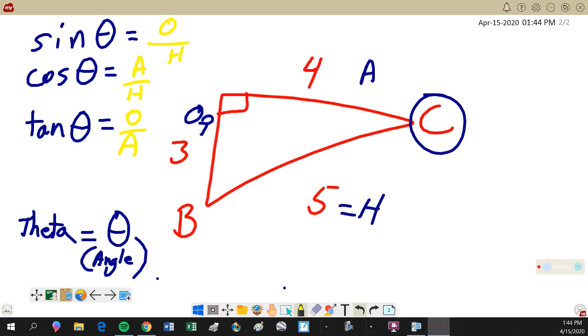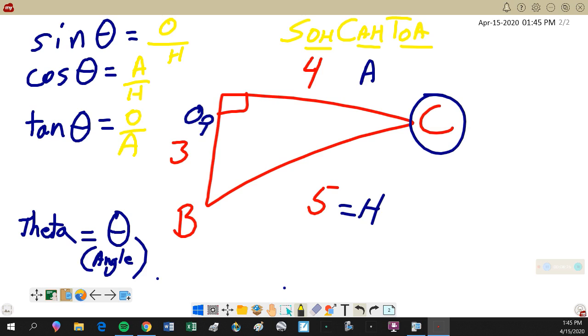Now, how do we memorize that? How do we memorize that sine is opposite over hypotenuse, cosine is adjacent over hypotenuse, and tangent is opposite over adjacent? Well, we have this cool mnemonic, SOHCAHTOA. And you can see sine is O over H, cosine is A over H, and tangent is O over A. And you're saying, Mr. White, great. Now I have to memorize some weird word.